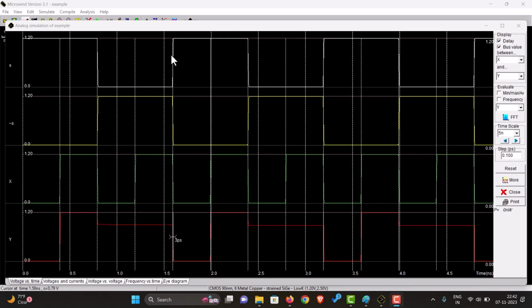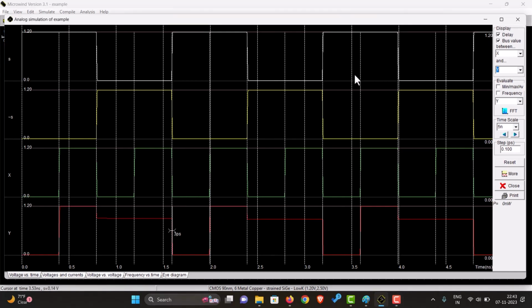Over here we can see that when S turns on again, the waveform X is replicated on Y. So as we can see, this is how we can make a transmission gate in Microwind.